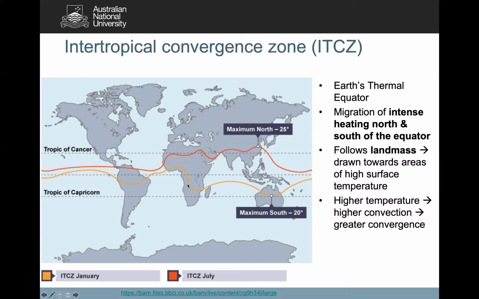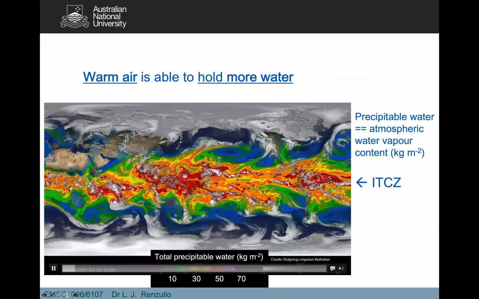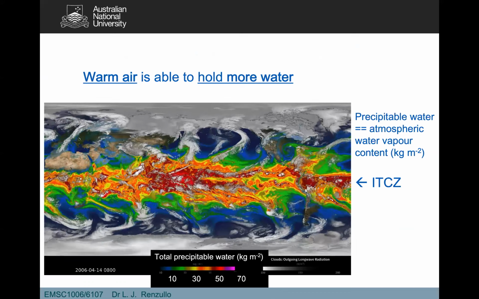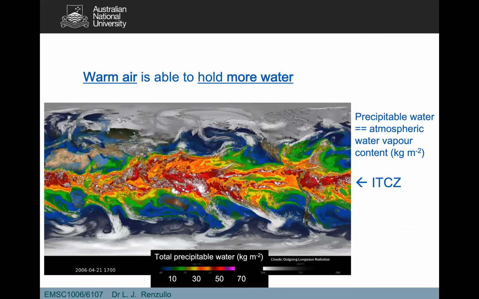In the reverse, in the southern hemisphere, during our summers, that intense heating comes further south, and so you find that the path of the Intertropical Convergence Zone will follow the greater landmass. High temperature, high convection, greater convergence. We'll talk a bit more about that later on, and particularly the patterns of winds. But in that equatorial region, the tropics, you'll find that intense heating leads to a lot more moisture in the atmosphere.